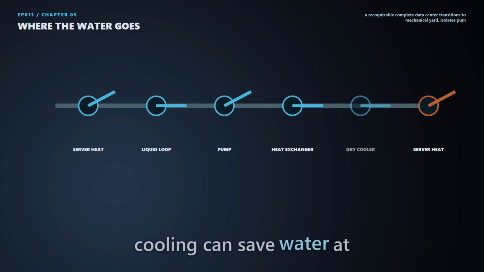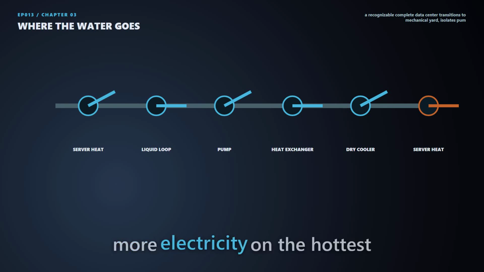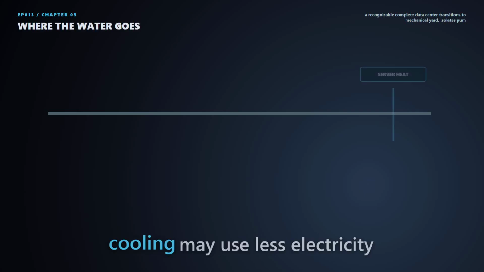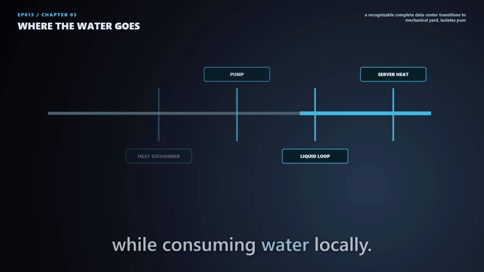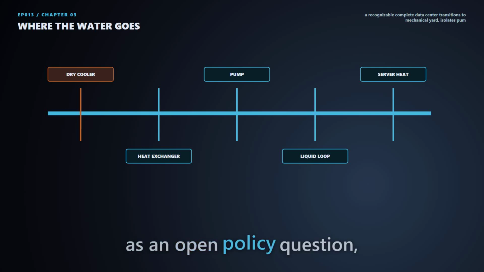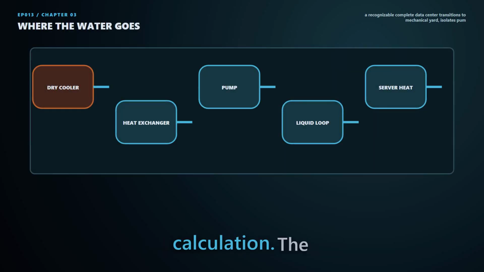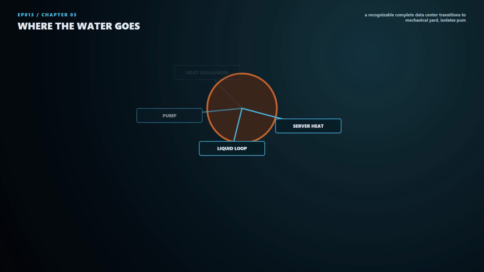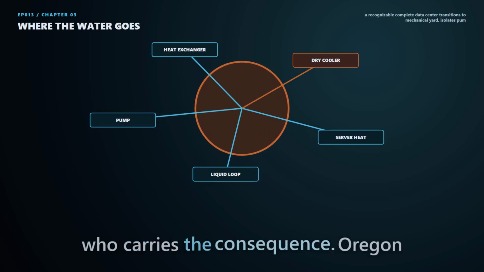Dry cooling can save water at the campus while using more electricity on the hottest afternoon. Evaporative cooling may use less electricity while consuming water locally. Oregon's draft treated indirect power sector water as an open policy question, not a settled statewide calculation. The useful design depends on which resource is constrained and who carries the consequence.